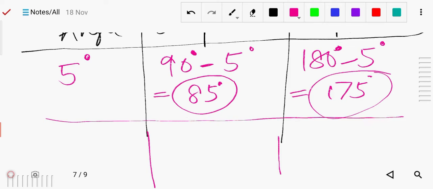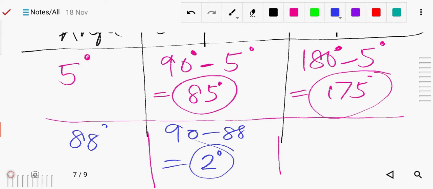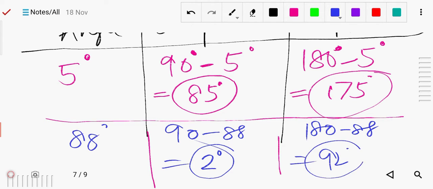So another question also we can solve, like 88 is given. Last one, 88. Okay, so 88 degrees is given. So here you have to write 90 minus 88, which will be 2 degrees. Another, 180 minus again 88, so it will be 92 degrees. So this is the supplementary. So likewise you have to do the table. You can complete it.